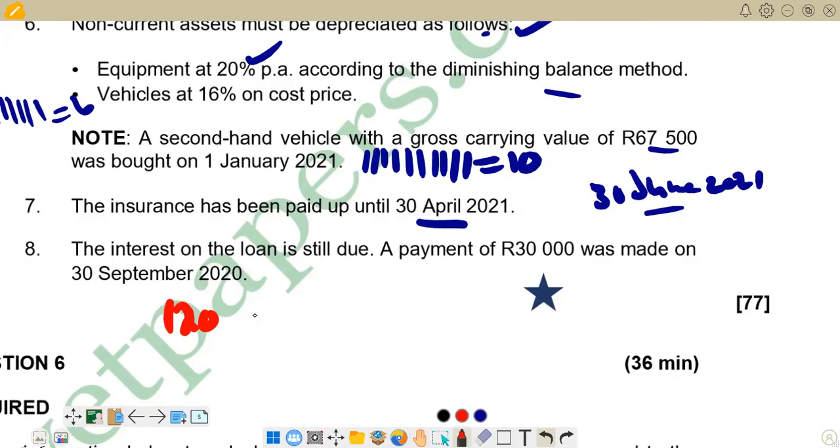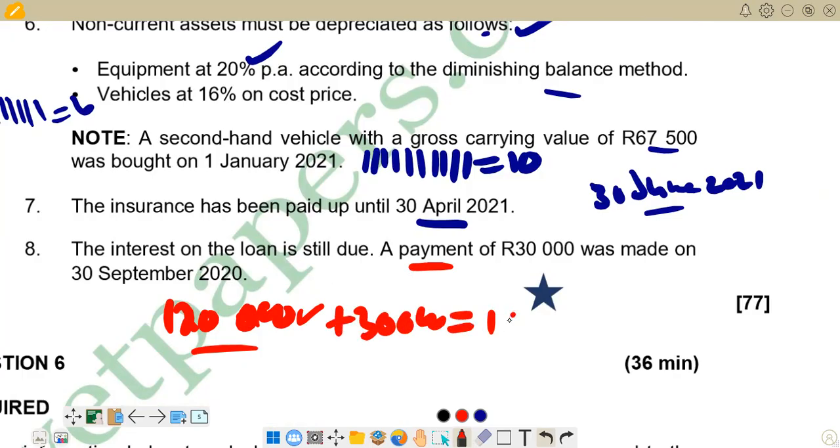We have a loan of 120,000, but this figure is at the end of the year. But then we are told that this one was not a loan that was taken, but it was a what? A payment. It means this balance that we have is after the payment was made. So it means that before this payment, we had a balance of 120,000 plus the 30,000 that was paid. So before we had 150,000. This was the balance that we had before the payment. Then after the payment, that's when now we had 120,000.